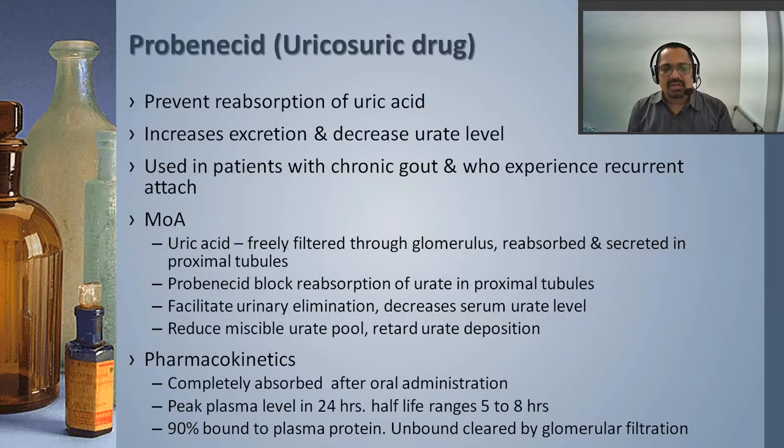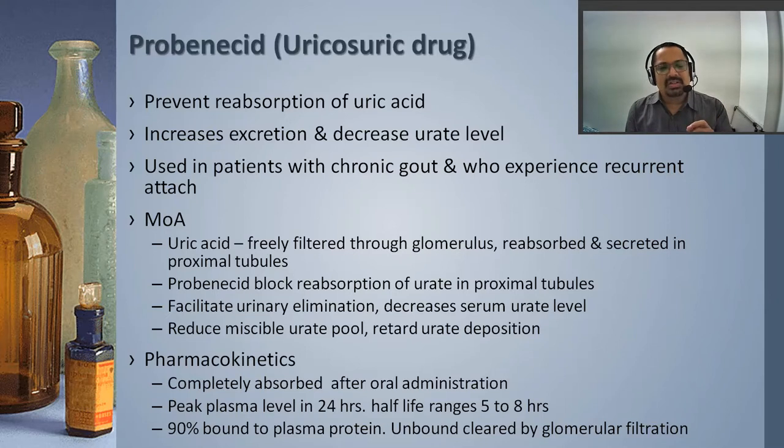The next category of drug is actually probenecid, or uricosuric drugs. This category of drug prevents the reabsorption of uric acid. Whenever uric acid is excreted from the kidney, some of it gets reabsorbed by the tubules, and this reabsorption process is inhibited by the uricosuric agent, probenecid. In this way, they increase the excretion and decrease the urate level in the blood. It is used in patients with chronic gout who experience recurrent attacks of gouty arthritis.